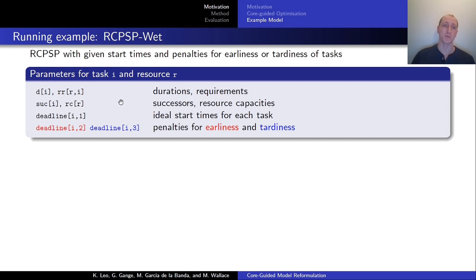The RCPSP wet problem is a resource-constrained project scheduling problem where we have, as parameters, durations for each task. We have resource requirements per task per resource. We have a chain of successors representing the precedences between tasks. We have resource capacities, and most interestingly, we have these deadline variables, which represent an ideal start time and a penalty for starting early and a penalty for finishing late.